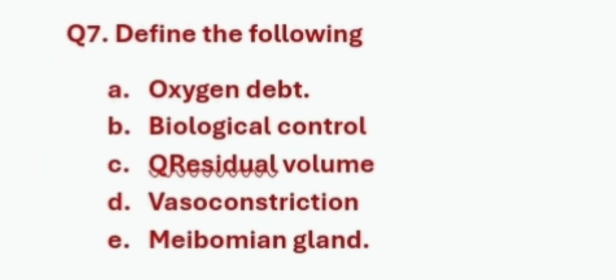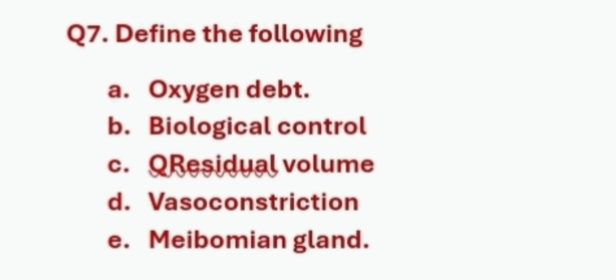Question number 7 is definition, where you have 5 definitions to be given, starting from oxygen debt to biological control, then residual volume, then vasoconstriction, the meibomian glands. For a definition, you have to write not very large, but yes, all the terminologies which are important must be there.